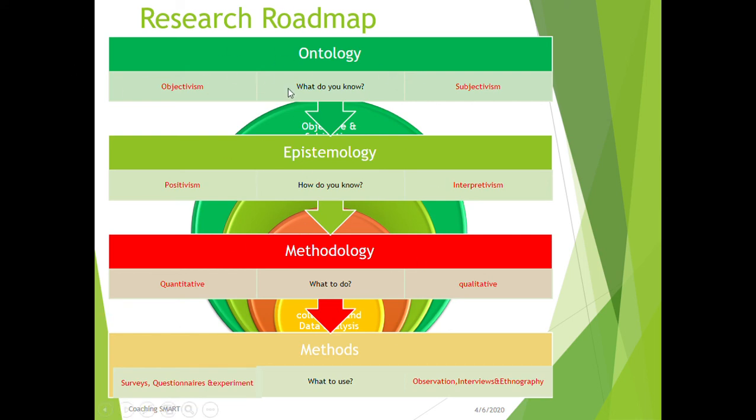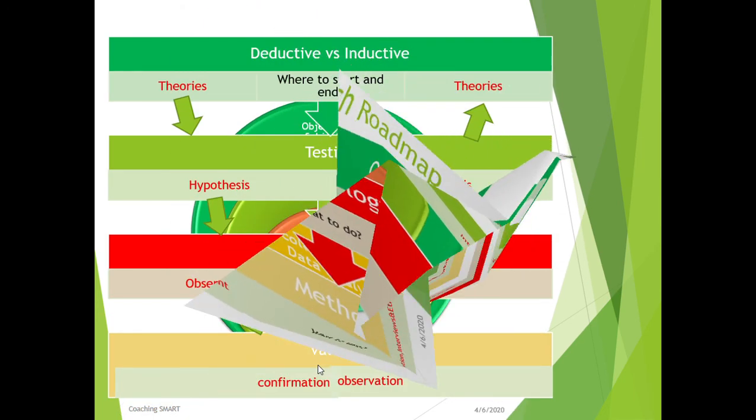This gives us the roadmap of our research. So if you want to do a research, you start with ontology. What do you know? Epistemology. How do you know? Methodology. What to do? And methods. What to use. What are you using to work out your research?